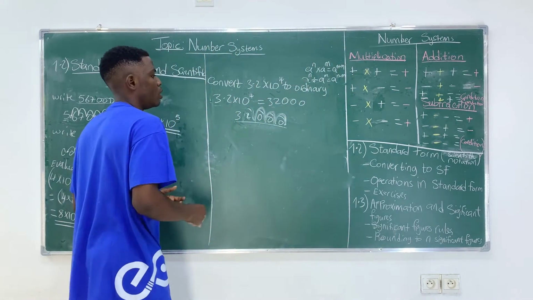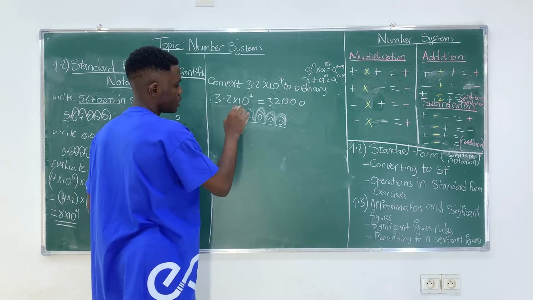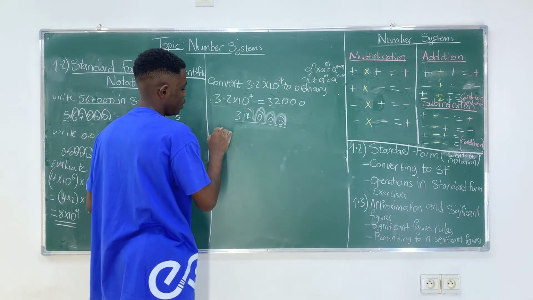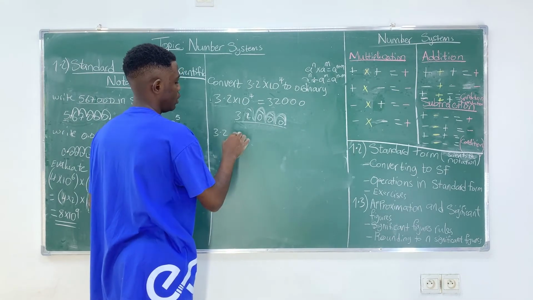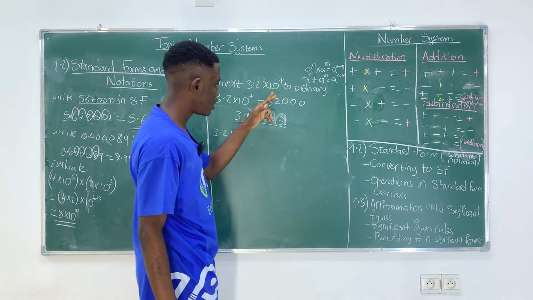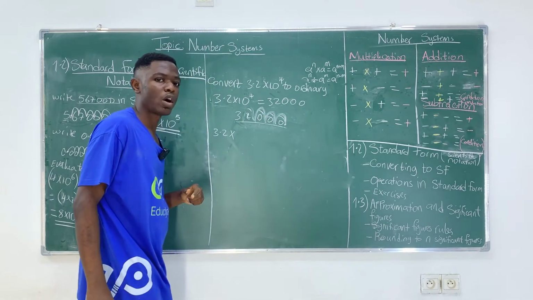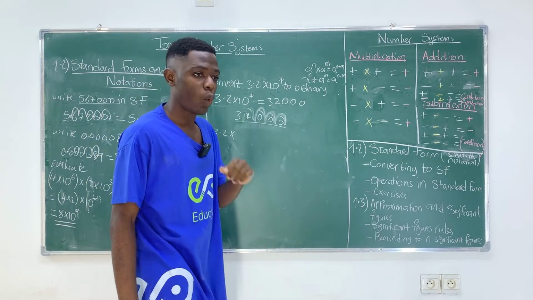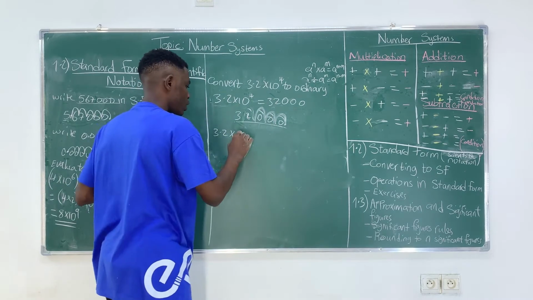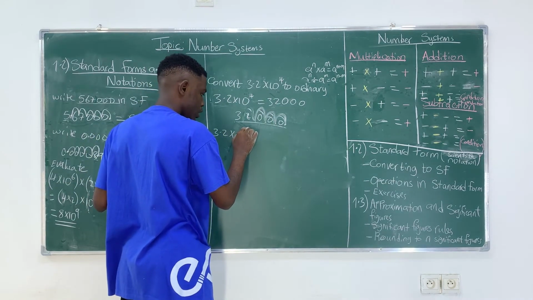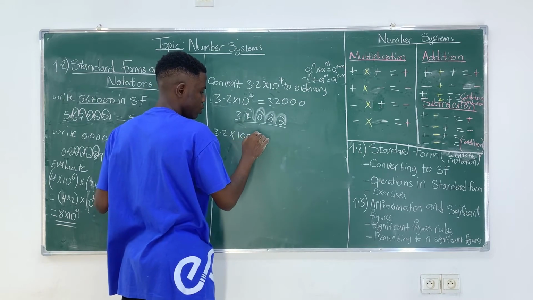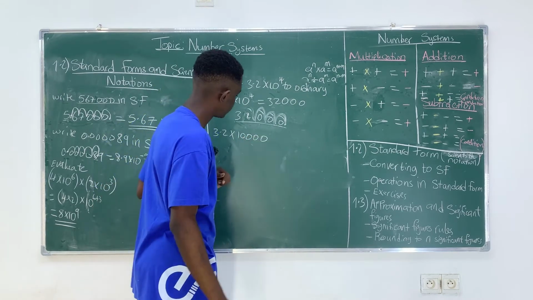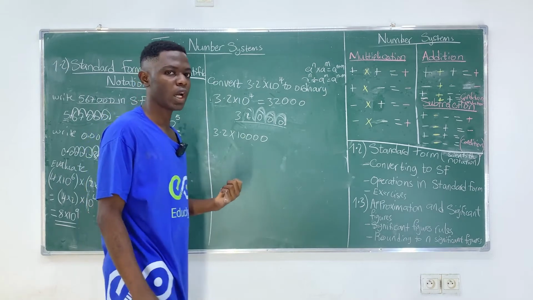As easy as that. Or better still, when they give you this, you can just do 3.2 times the actual 10 to the power 4. 10 to the power 4 means 10 with 4 zeros. 10 to the power 4 is 1 with 4 zeros because the power is 4: 1, 2, 3, 4.